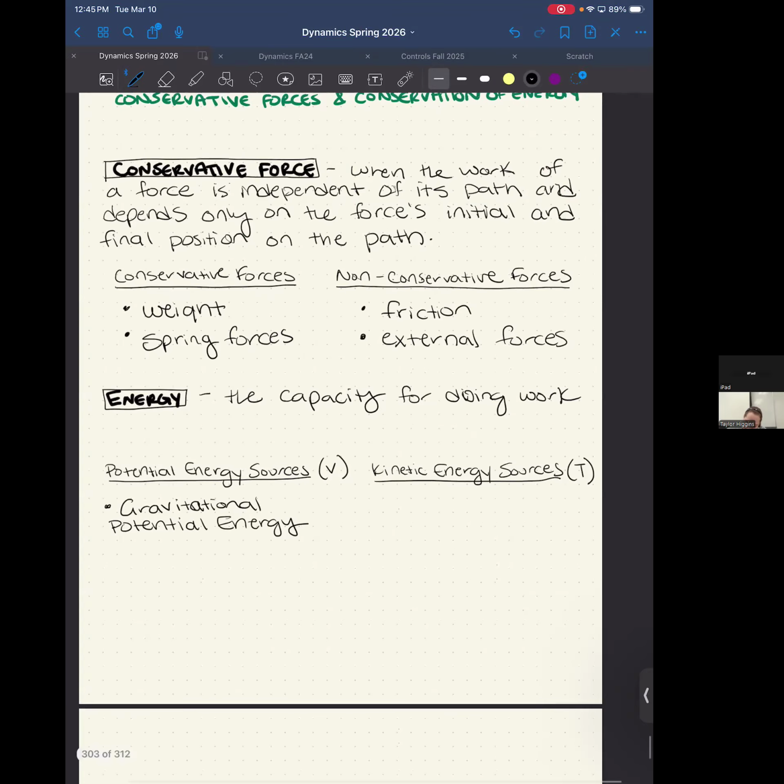And we will say that gravitational potential energy, V due to G, is equal to the weight of the object times the height of the object.